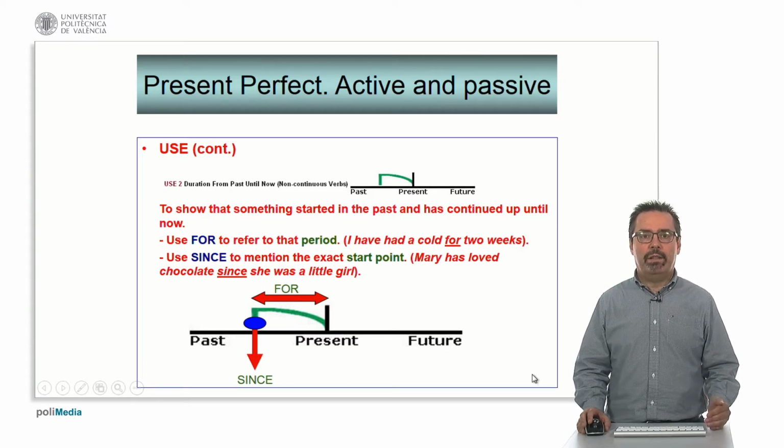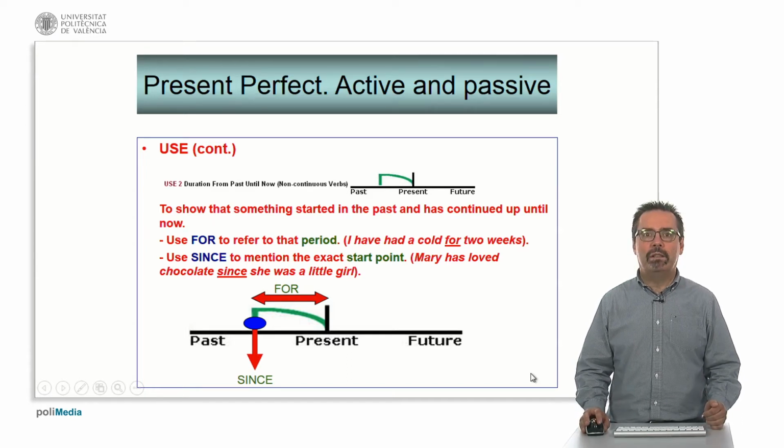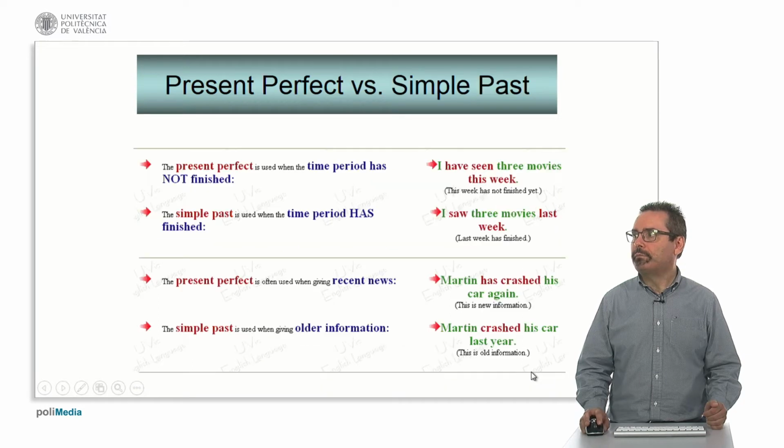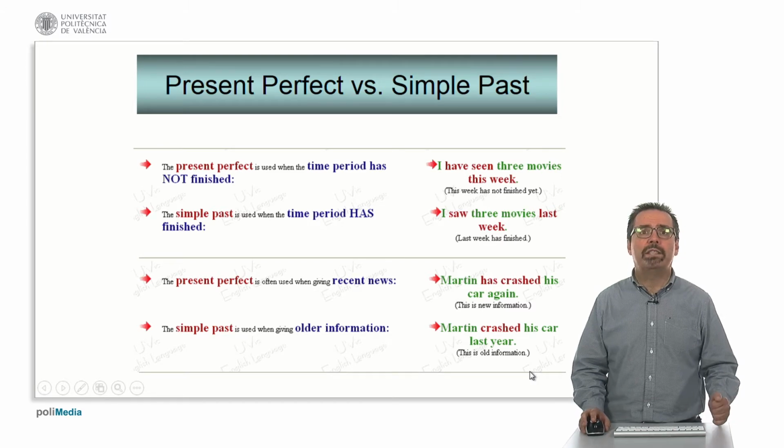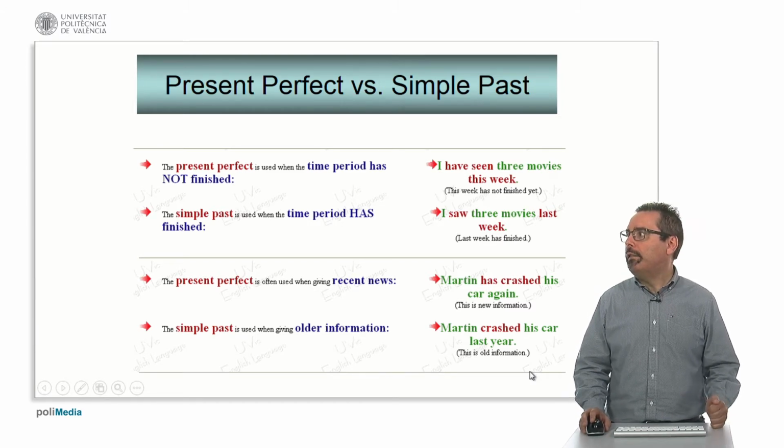Here we have a graph, a picture, kind of explaining this in a graphical way. There's an important difference between present perfect and the simple past. The present perfect is associated to a time period which has not finished, whereas the simple past is a period which has finished. For example, I have seen 3 movies this week. The week hasn't finished. Or I saw 3 movies last week. Last week has finished.